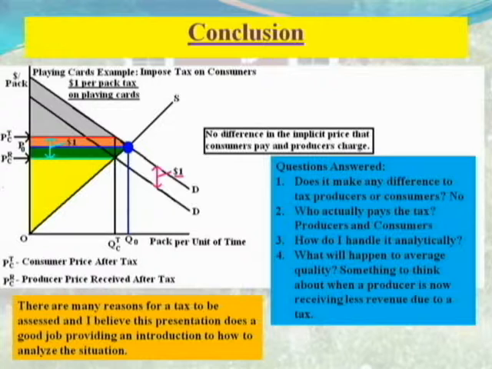Therefore, there's no difference in the implicit price that consumers pay and producers charge if you impose the tax on producers or if you impose the tax on consumers. To answer the questions from the prior slide, does it make any difference to tax producers or consumers? No. Who actually pays the tax? Producers and consumers. Remember, there's those foregone gains, the orange and the green areas there.